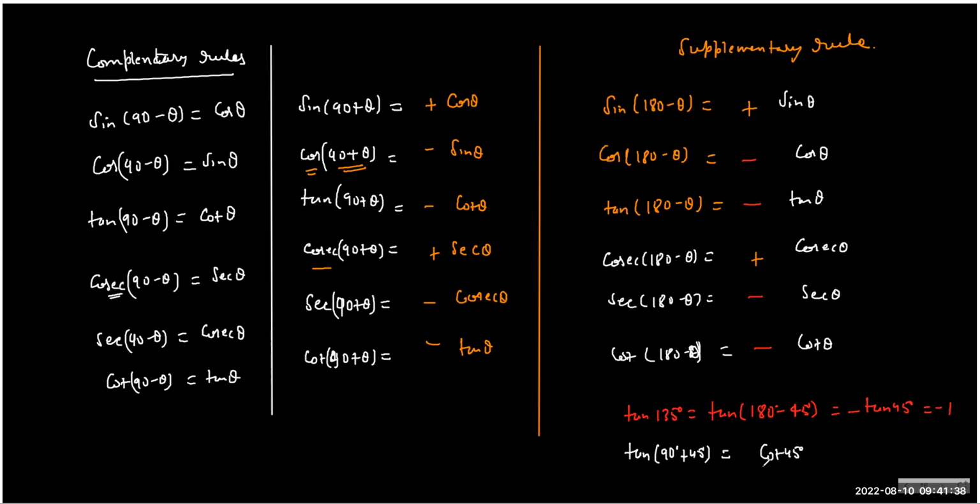And in the second it is negative, so we'll put minus. But fortunately, cot 45 is also 1, so this is again -1. Let's take some other value just for your practice. Or if you're okay, then we can move ahead.